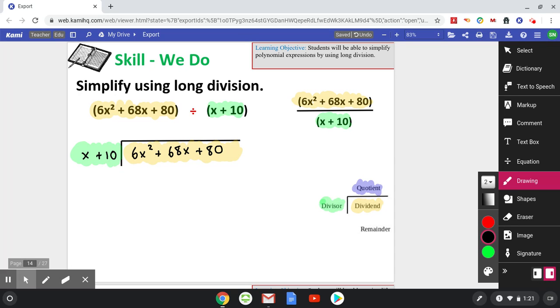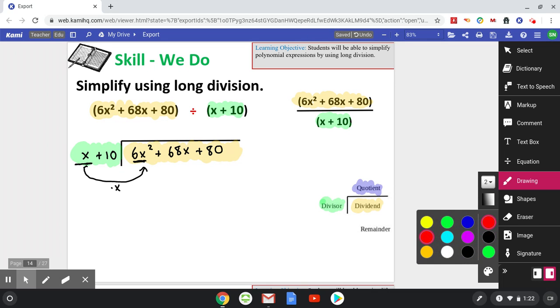Once we do that, the first step is to identify on the divisor which term has the biggest exponent. If there's only one letter, then that would be it. And on this one, the one with the biggest exponent is the exponent of 2. Okay, now the next step is how many times does this 1x go into 6x squared? In other words, what do I need to multiply x by to get x squared? I need to multiply times x.